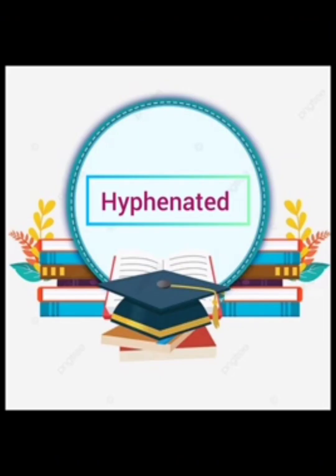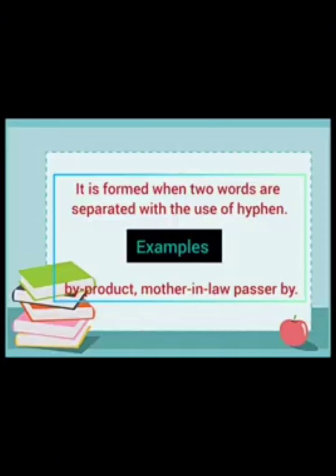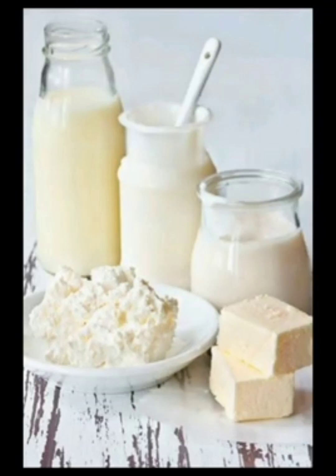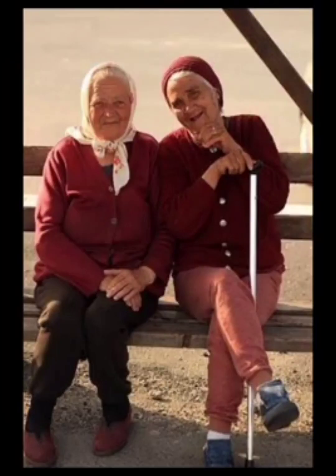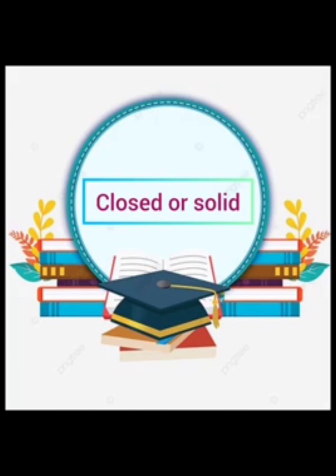Hyphenated compound nouns are formed when two words are separated with the use of a hyphen. For example, byproduct, mother-in-law, passer-by. These words have hyphens between them and they function as compound nouns that are known as hyphenated compound nouns.